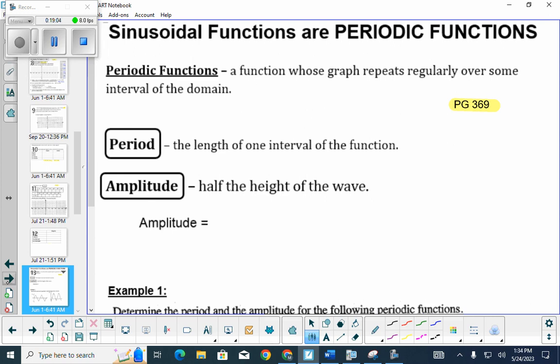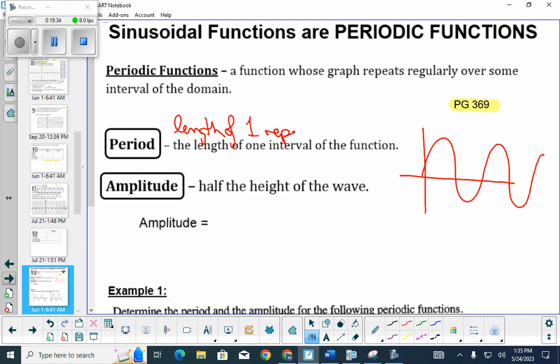Okay. So what we're going to do in this unit is look at the graphs of these waves. They're going to be these waves that appear on the graph. So all of our graphs are going to look something like this. They're going to be these waves that just go on and on and on forever. So the period, in fancy speak, is the length of one interval of the function, or in other words, the length of one repeating pattern. The period of a graph is how long it takes for one pattern to repeat.